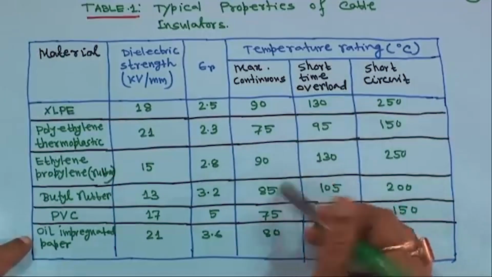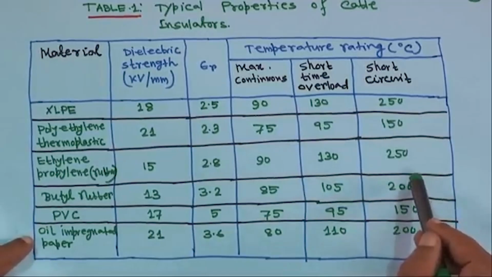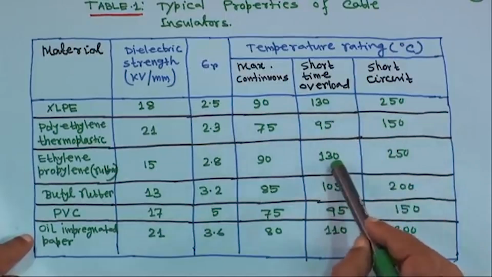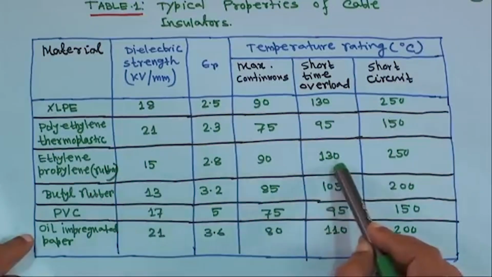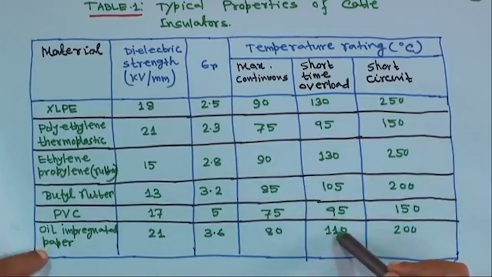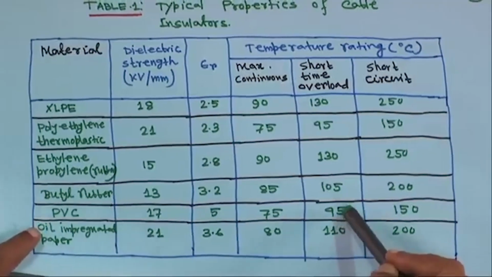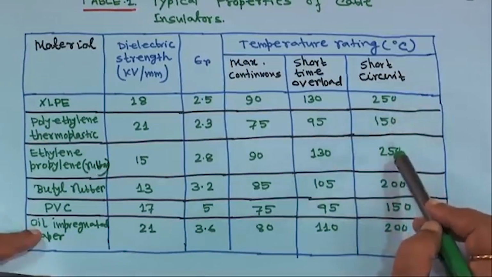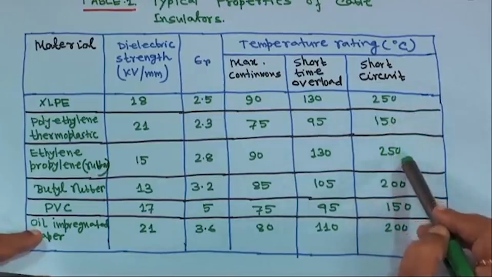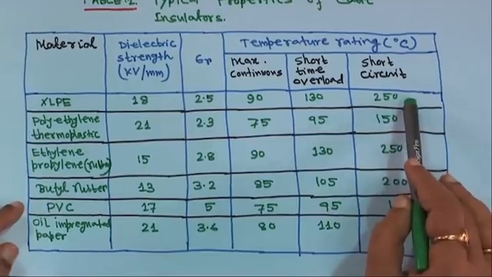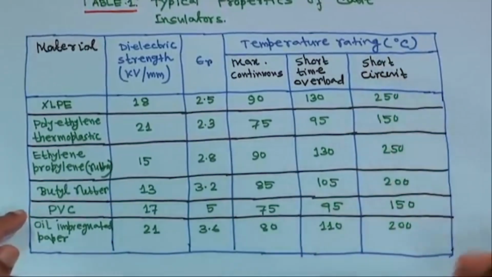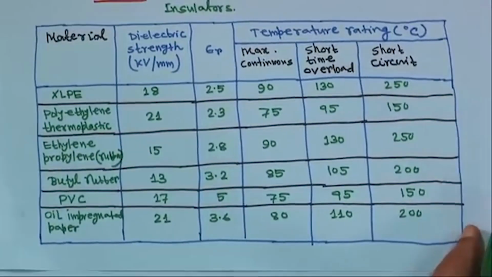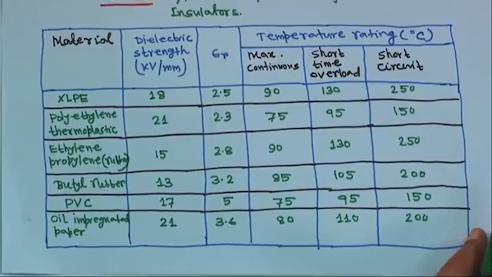Now, short time overload, if there is an overload for a very short time: XLP is 130, ethylene propylene rubber is 130, others are 110, oil impregnated paper, then PVC 95, and so on. Then for short circuit, ethylene propylene is 250, others are 200 or 150. That is the temperature rating during a short circuit, which does not last for a longer duration. So these are the typical properties of cable insulators.